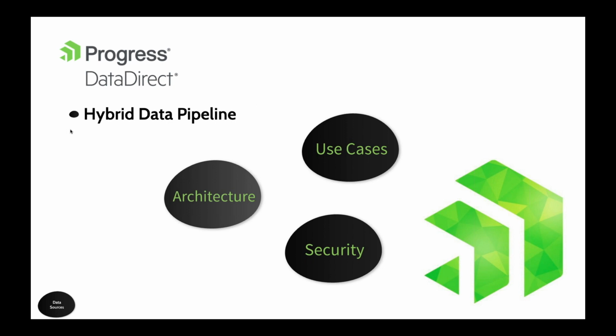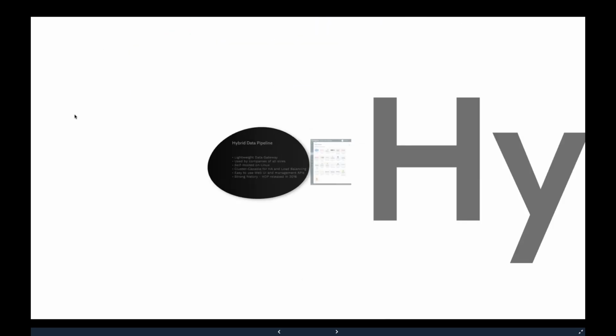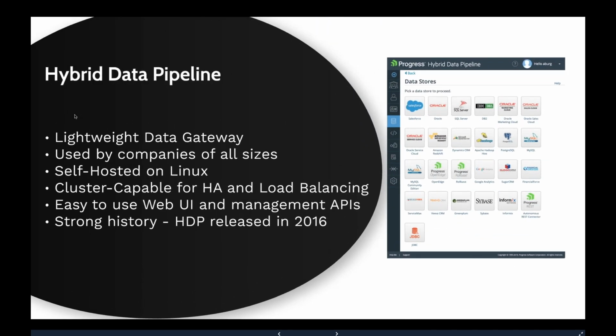Without any further ado, Hybrid Data Pipeline is our lightweight data gateway. And by that, it really serves a lot of different features. It can connect to data in a lot of different locations, a lot of different types of data sources. It's used by companies of all sizes. We have small startups that use it all the way up through Fortune 500 companies. It's a self-hosted product, runs on most flavors of Linux. You can host it where you choose, whether on-prem or in the cloud.